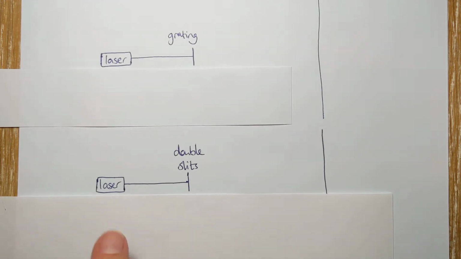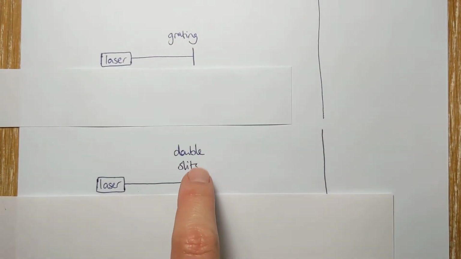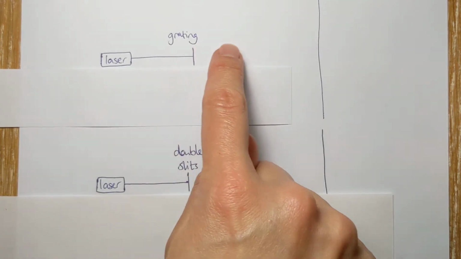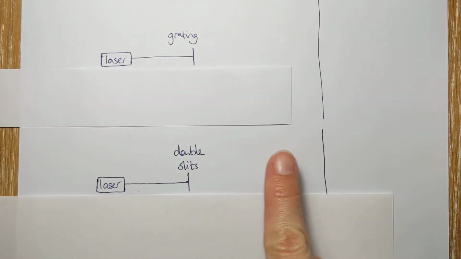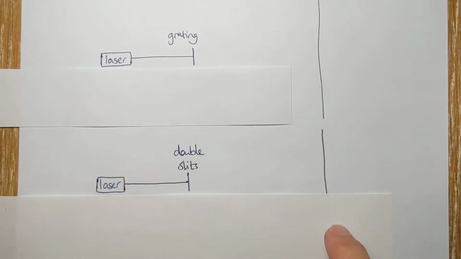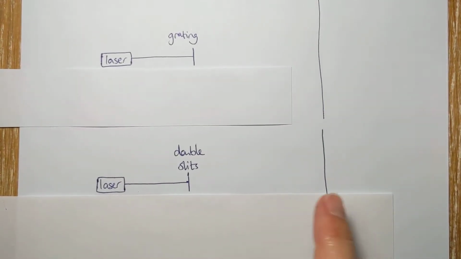So in both cases, you shine a laser, or whatever your light source is, at something with a number of slits in it. The light diffracts through the slits, and this results in a number of coherent waves on the other side of the slit or grating. These coherent waves overlap and superpose in this gap, and that results in a pattern of maxima and minima on a screen some distance away from the slits.